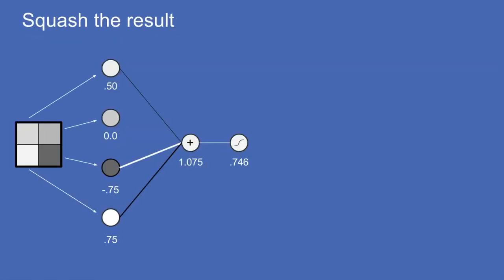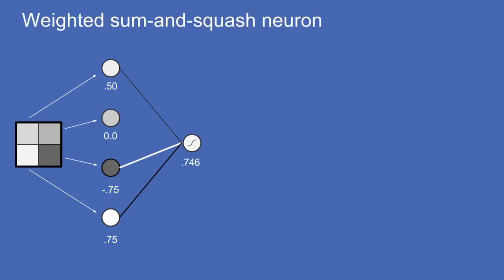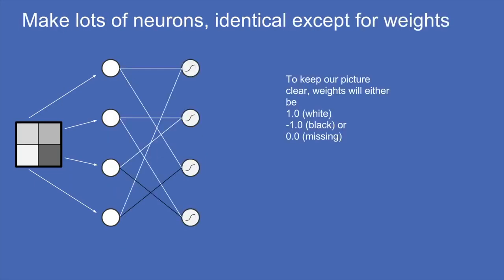So after you sum the weighted values of the neurons and squash the result, you get the output. In this case, 0.746. That is a neuron. So we can collapse all that down, and this is a neuron that does a weighted sum and squash the result. And now instead of just one of those, assume you have a whole bunch. There are 4 shown here, but there could be 400 or 4 million.